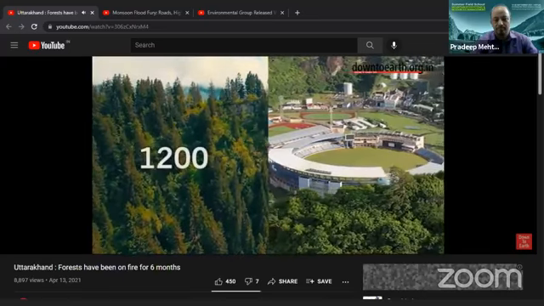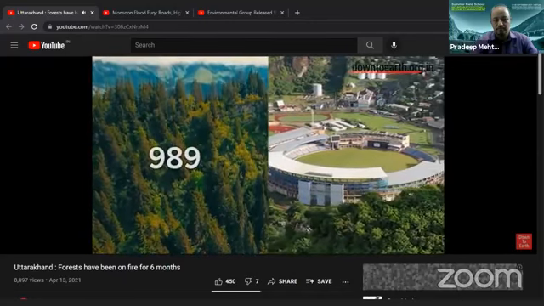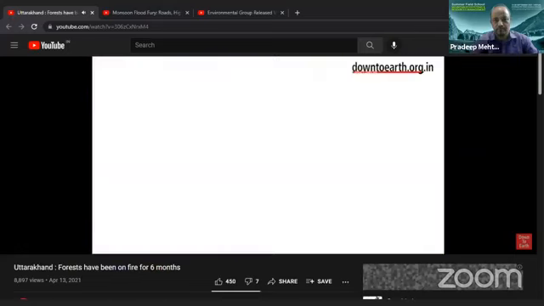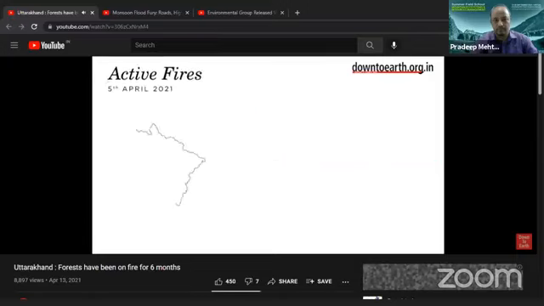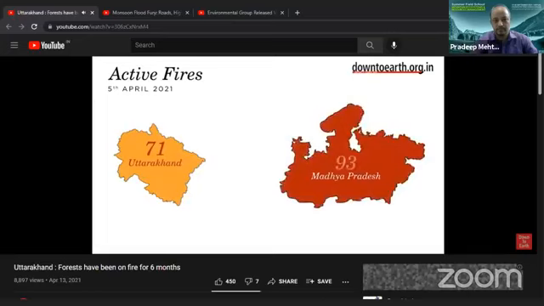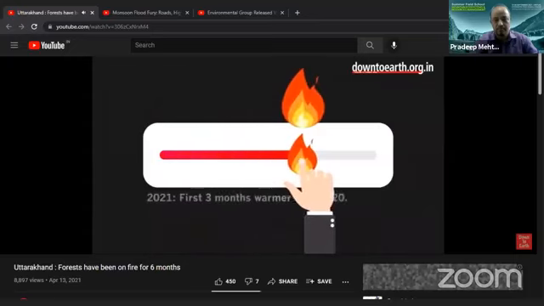Over 1,200 hectares of forest, close to 800 cricket fields, have been burned because of 989 instances of forest fires in the last 6 months, as compared to 470 incidents of forest fires from November 2020 to previous years. The Forest Survey of India reported that the active fires of the state were only second in number after Madhya Pradesh. It is time to prepare for worse.